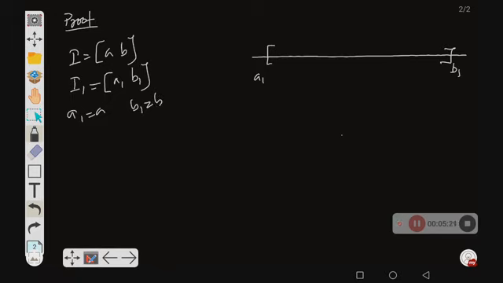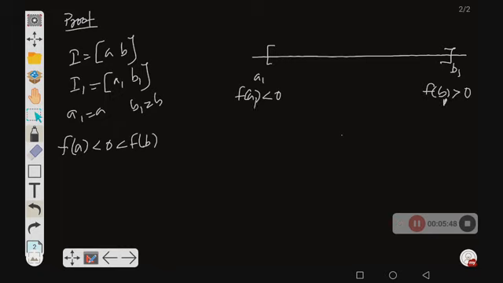So for this interval we can find the midpoint. Also, this function f satisfies the first condition, f of a less than 0 less than f of b, that is f of a is less than 0 and f of b is greater than 0. Here f of a1 is less than 0 and f of b1 is greater than 0.